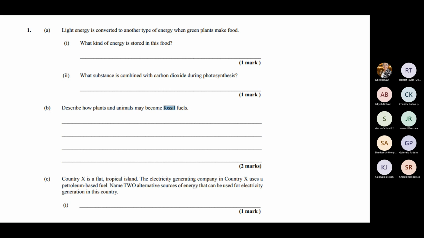All right. Part C. Country X is a flat tropical island. The electricity generating company in Country X uses a petroleum-based fuel. Name 2 alternative sources of energy that can be used for electricity generation in this country. Right? Remember when they say tropical and or Caribbean, you lean towards solar as well as wind sources of energy. Those two are the alternatives there.